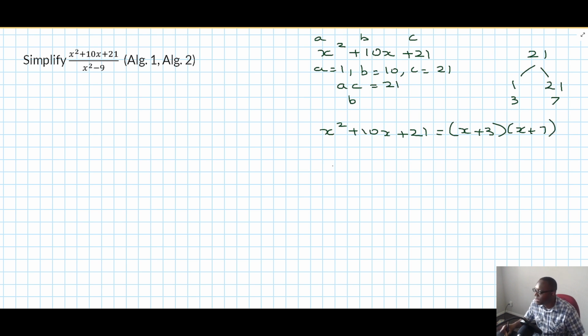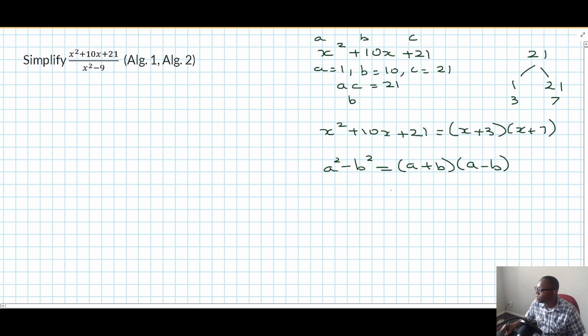Now the next thing I want you to see is when you have a squared minus b squared, so that's the difference of two squares, which is actually the same as having (a plus b) multiplied by (a minus b). In this case we have x squared minus 9. This is the same as x squared minus 3 squared. So you can see the difference of two squares. So this is going to give us (x plus 3) multiplied by (x minus 3).